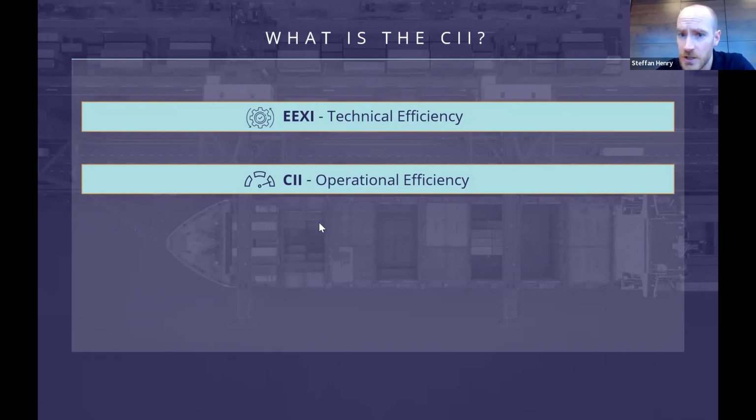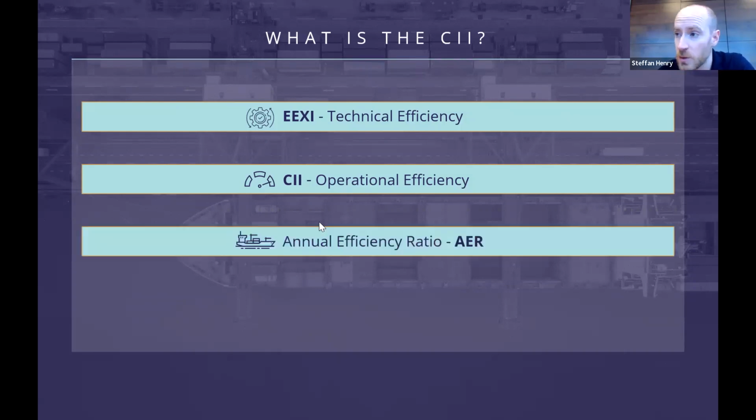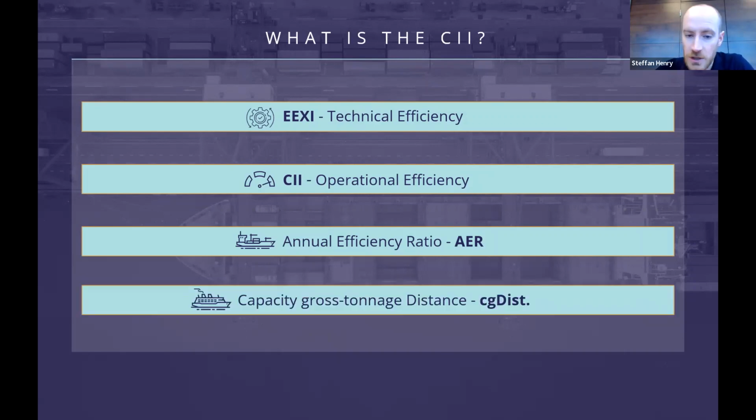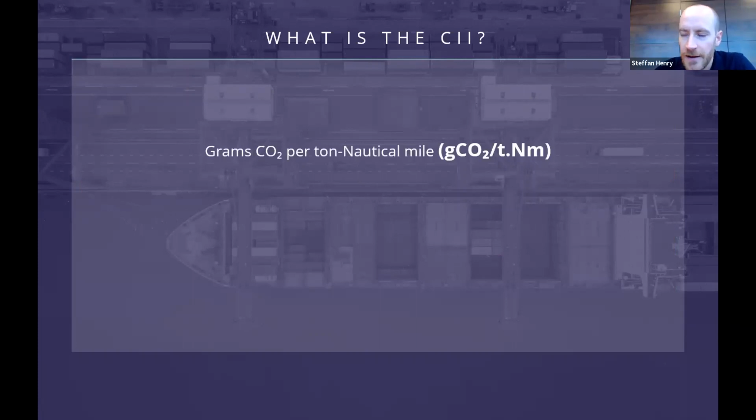Again, it's a calculated score, and it's measured in two potential ways: the AER, or the annual efficiency ratio, or the CG dist, which is a shorthand for capacity gross tonnage distance. So the AER is effectively for cargo vessels, and the CG dist for passenger or non-cargo carrying vessels. The units of the score are the same as that for the EEXI, which is grams of CO2 per ton mile, effectively measuring the amount of CO2 created per unit of cargo carried a certain distance.